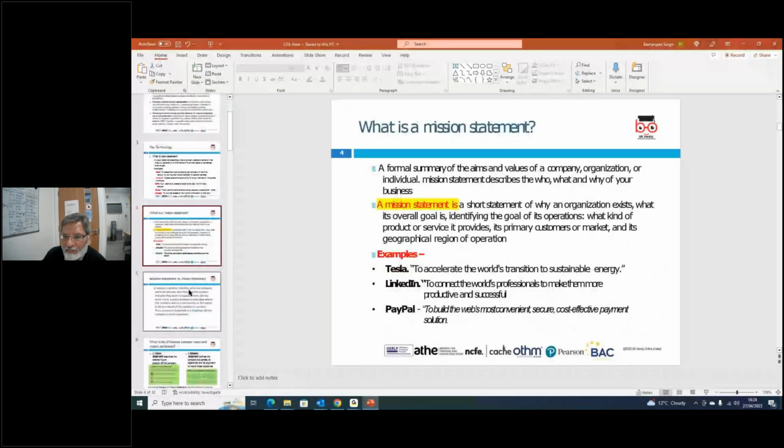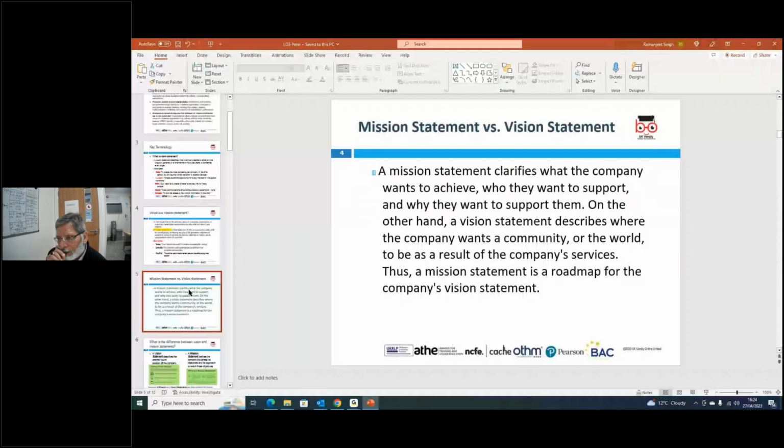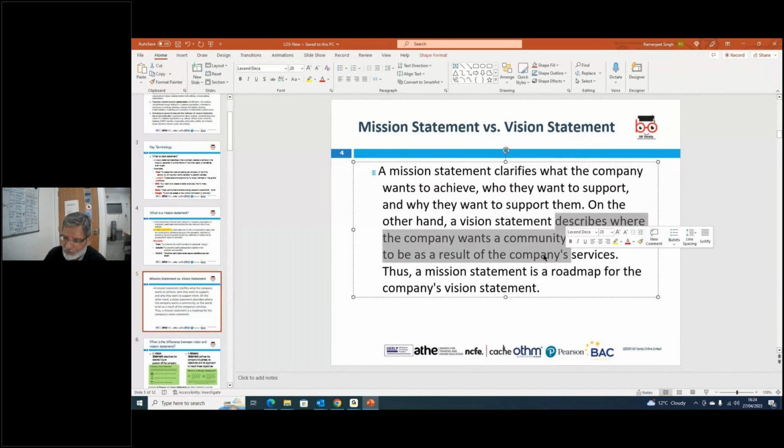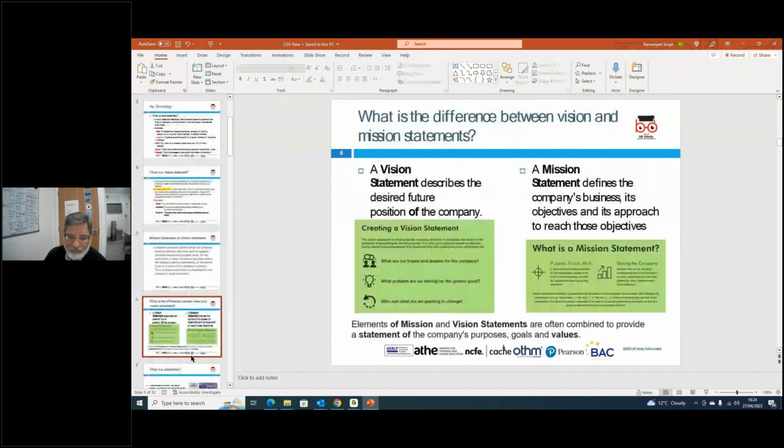Okay, moving on to the mission statement. It clarifies what the company wants to achieve over a longer term, whereas a vision statement describes where the company is heading and how it's going to do this. So it's a roadmap. In other words, it's a way to achieve the mission statement. Are you following me?